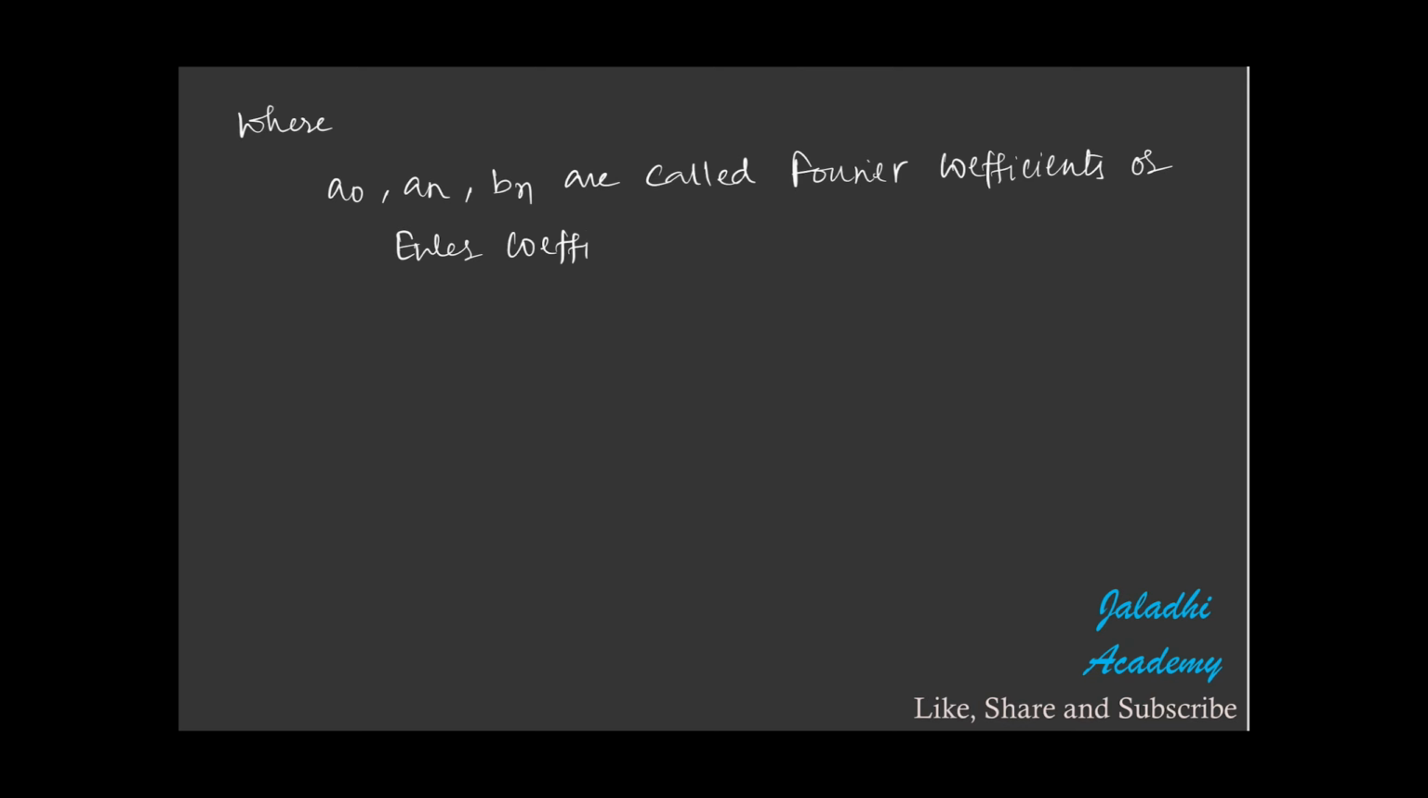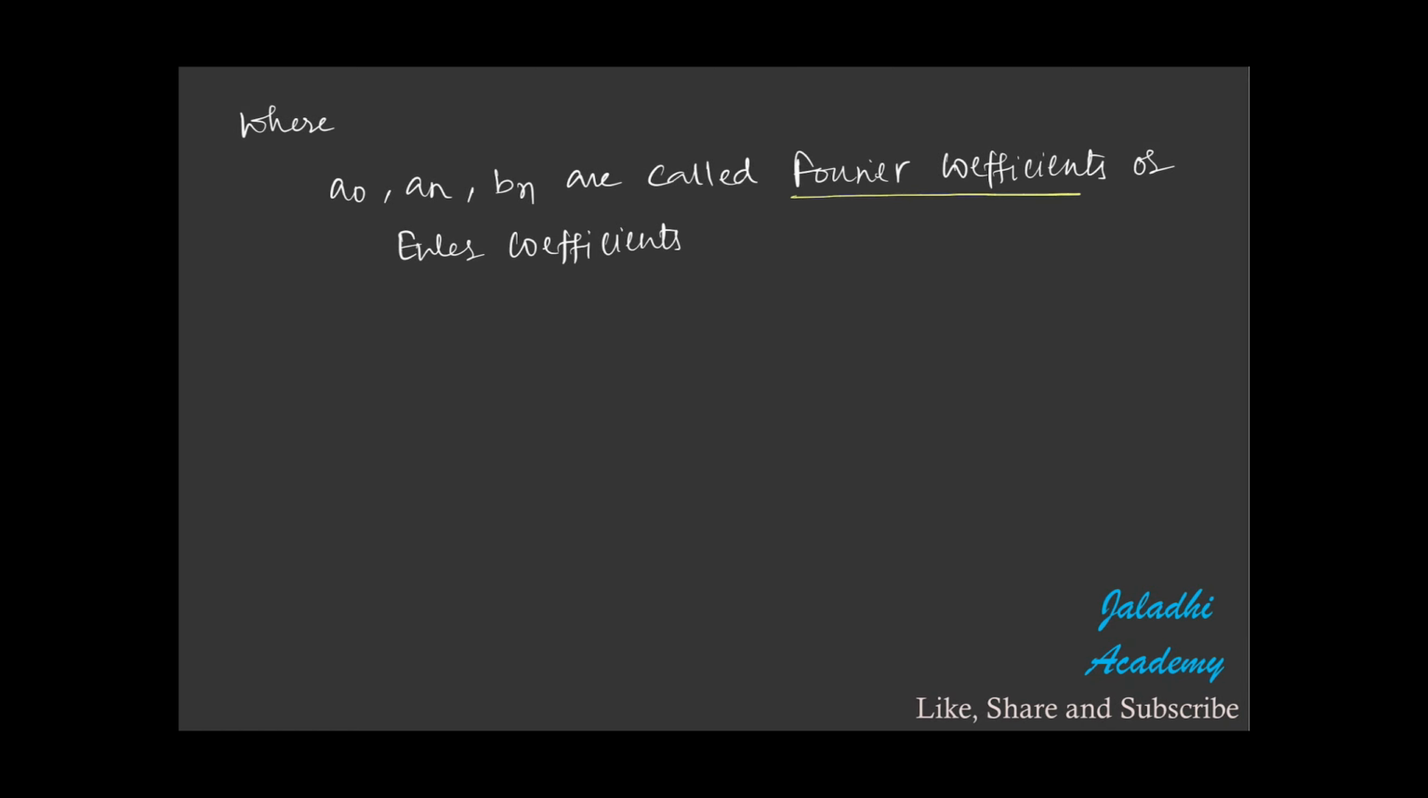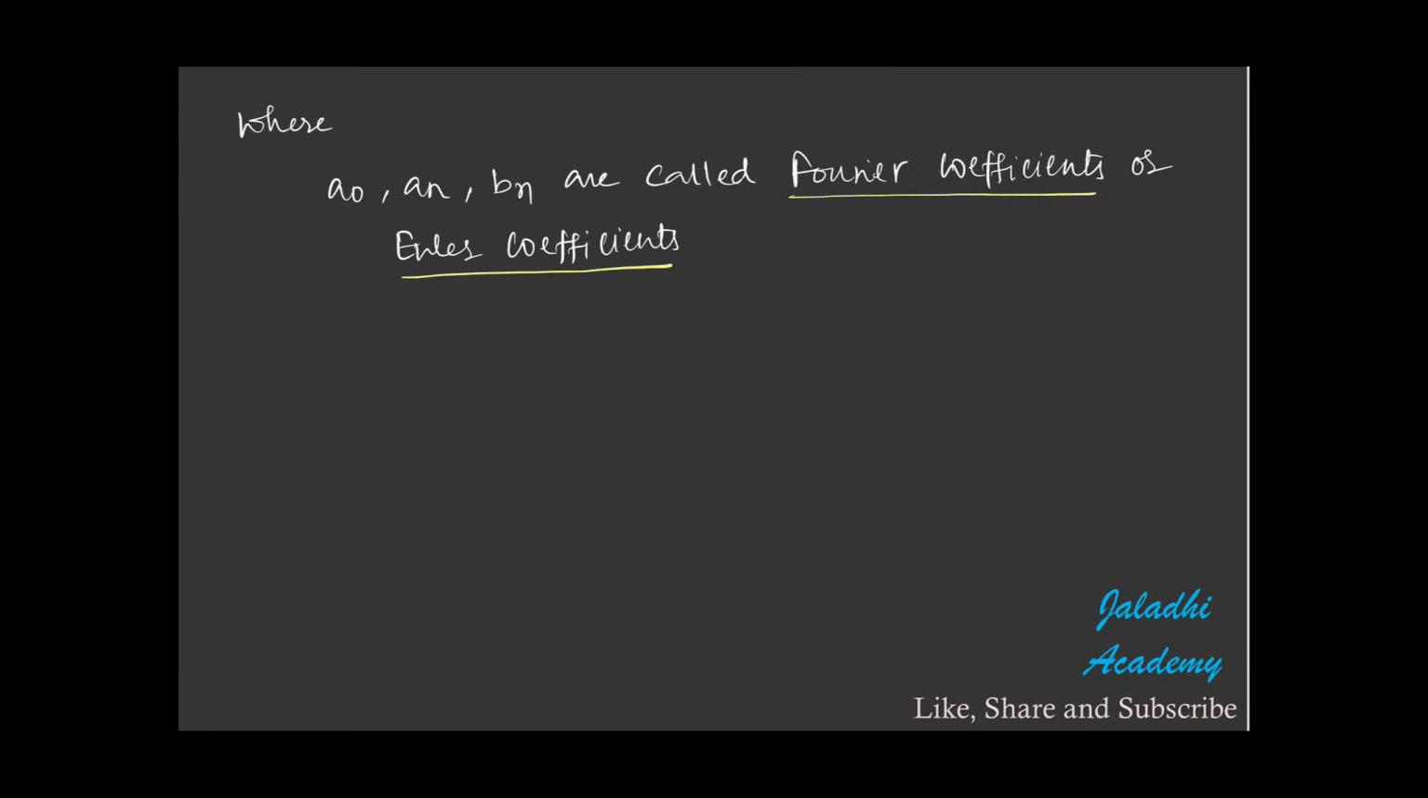Whatever coefficients we get, a0, an, bn, are called Fourier coefficients, also known as Euler coefficients. So we can call them either Fourier coefficients or Euler coefficients.